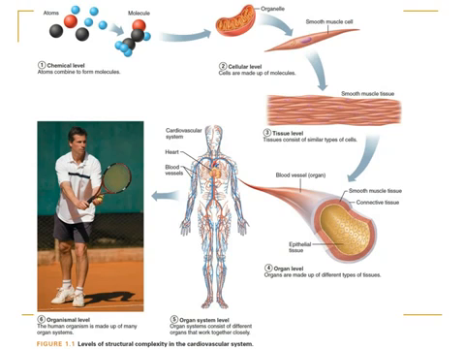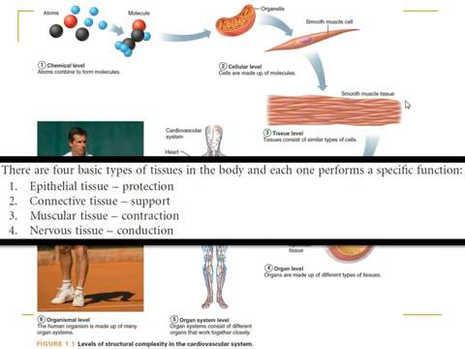These cells combine to form tissue. I have shown you the picture of muscle tissue, where different smooth muscle cells are added together to form a tissue. There are 4 basic types of tissue present in the human body, and each one has a specific function. Epithelial tissue provides protection. Connective tissue provides support. Muscular tissue provides contraction. And nervous tissue has conductive ability. In the upcoming lectures, we will study these tissues present in the human body one by one.